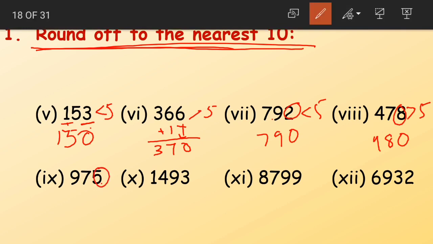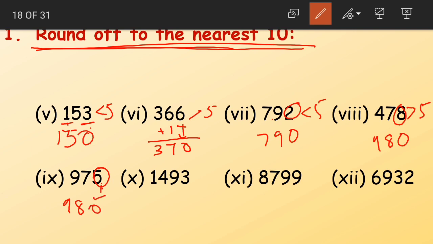Now 5, whenever we have 5 or greater than 5, we round up. So we will add 1, 97 becomes 98 and we write 0 in place of 5.